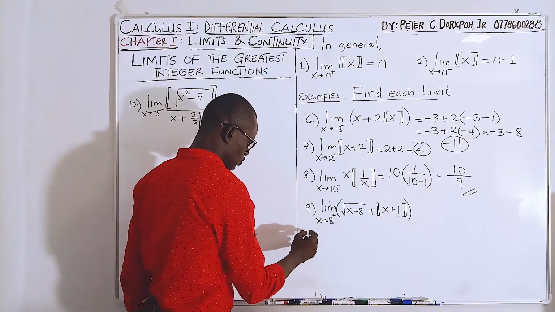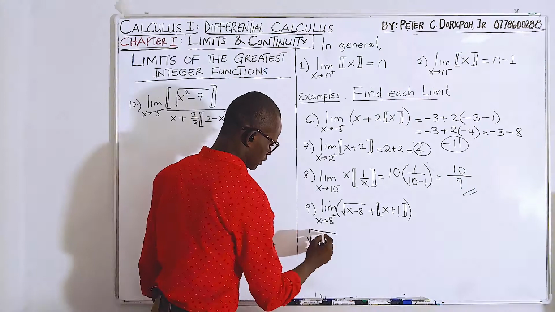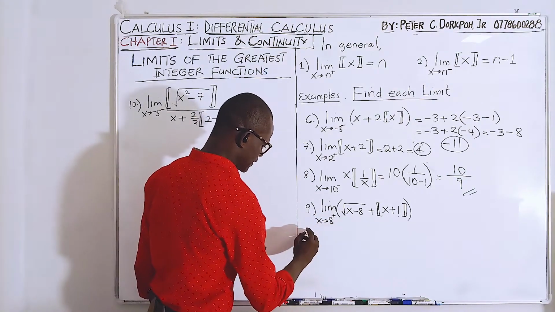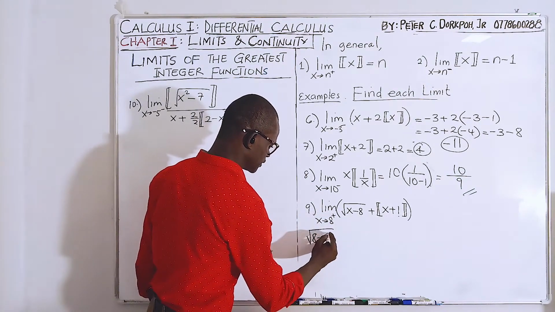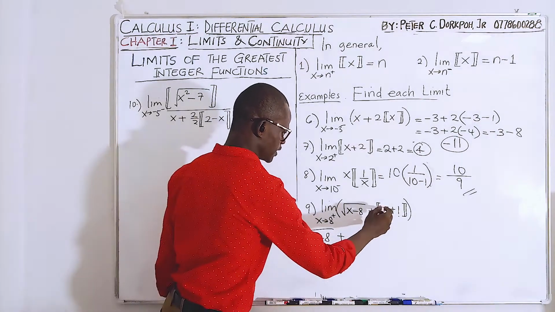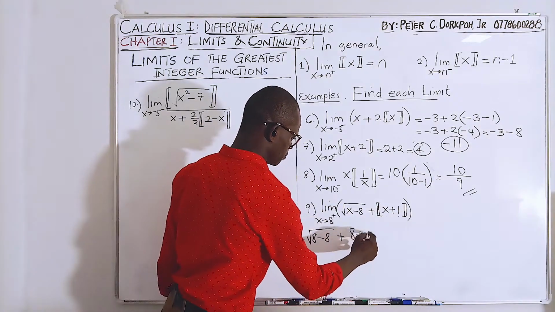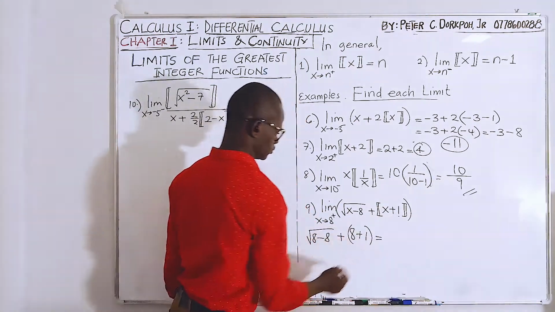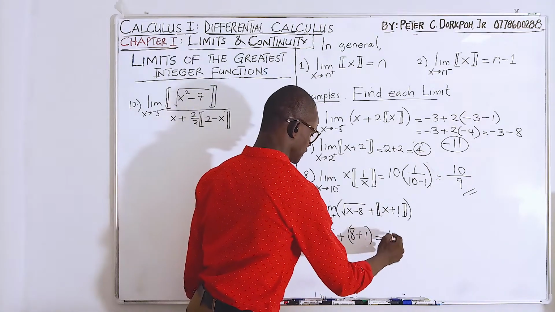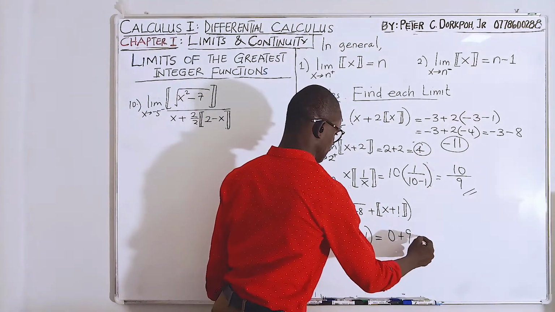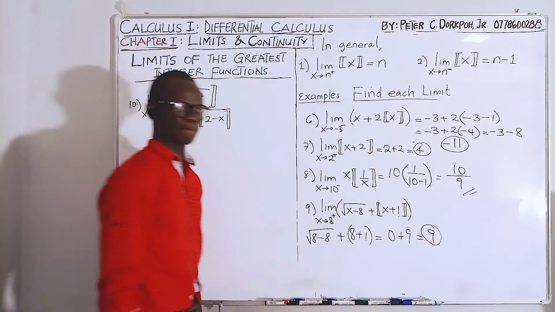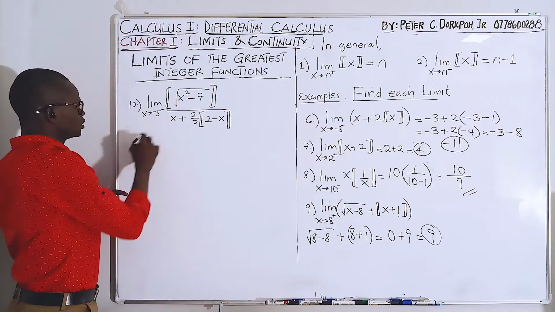And move to question 9. Now you have this one to be what? 8 minus 8 plus the greatest integer of x is 8 plus 1. So this is now 0 plus 9, which is just equal to 9. So quickly we'll do the last one.